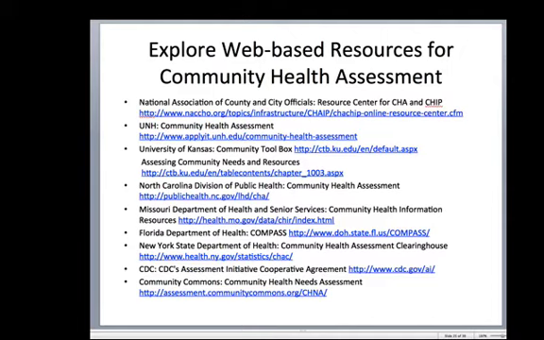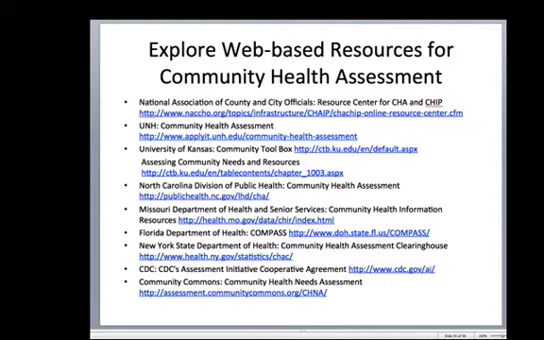Some of them are national in scope, some are more limited to particular states. But I wanted to highlight a few of these so that you'd be aware of them, and you might wish to explore them a little bit in order to be aware of some of the resources that are out there.